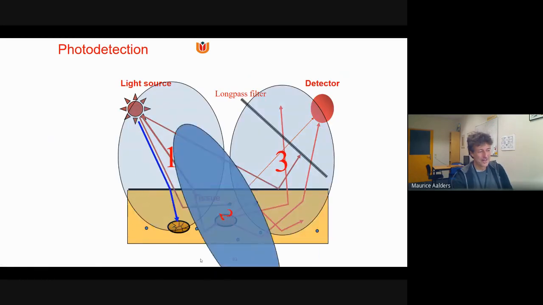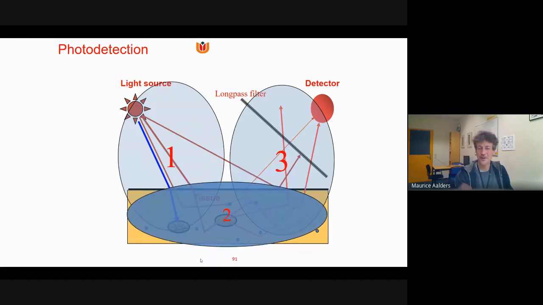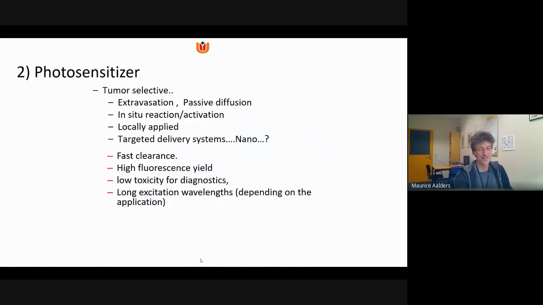The second part is the photosensitizer, or the drug that you give to people. I haven't seen rotating thingies since the invention of PowerPoint, and it was super hip, but that was in the 90s already. Sorry for that. I don't know how they still are in here.